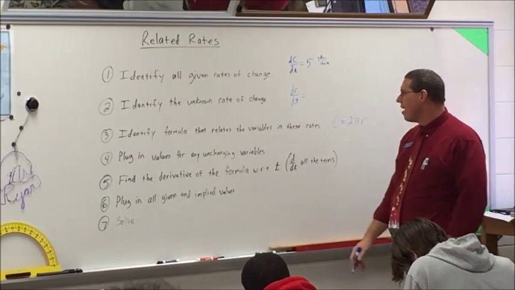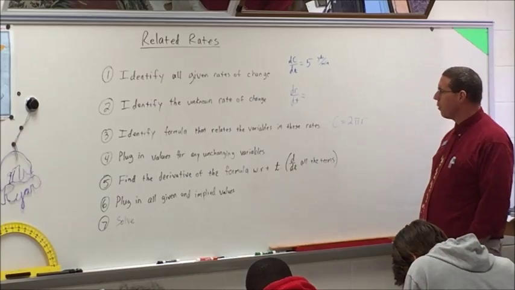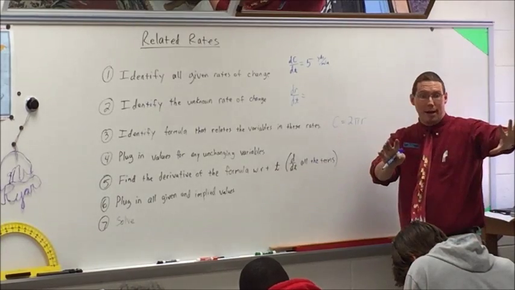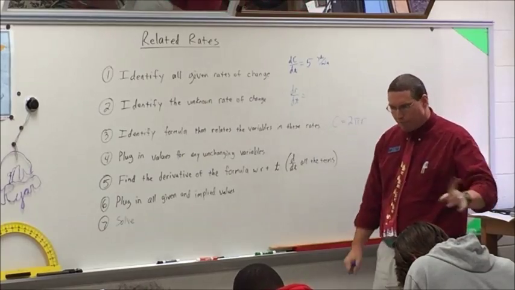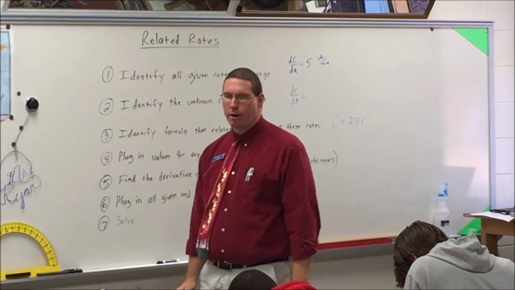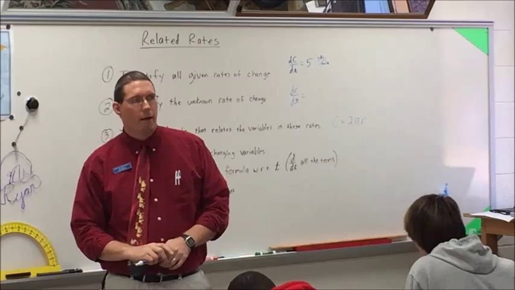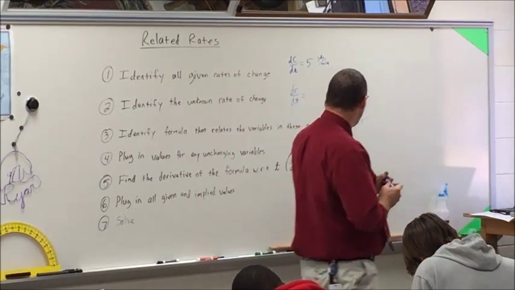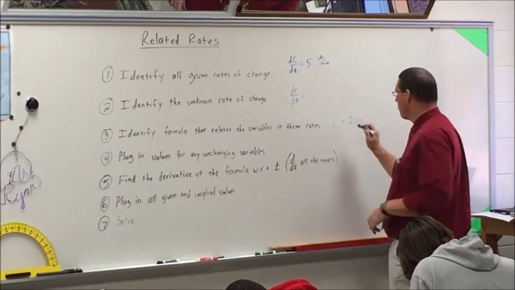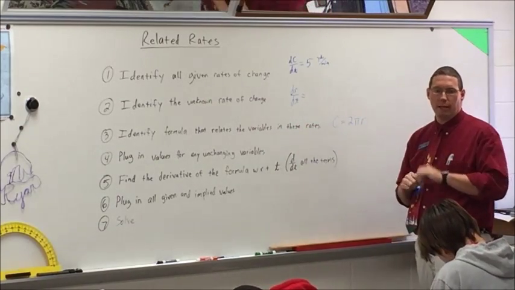Alright, step 5. Find the derivative of the formula with respect to t. You do it, don't shout it out. Take about a minute and you do it. This one's a little more challenging than area, but I think you can still do it. Find the derivative of the circumference formula with respect to t.